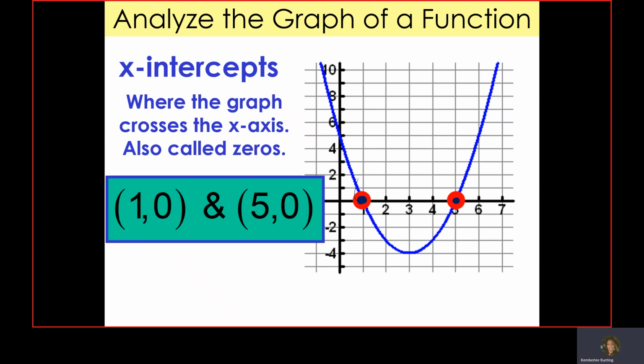If they just ask you for the root, what should you put? Just put 1, 5 and be done with it. There's a root at 1 and 5. Does that make sense? But if they ask you for the x-intercept specifically, you're going to write a point. Do you see the difference? Same with zeros. If they ask you for the zeros, you just put 1 and 5. Boom.